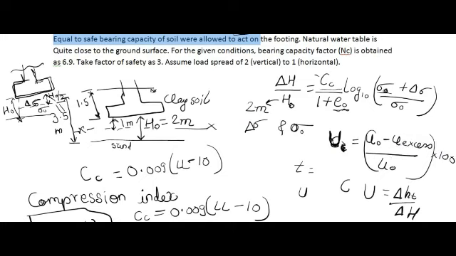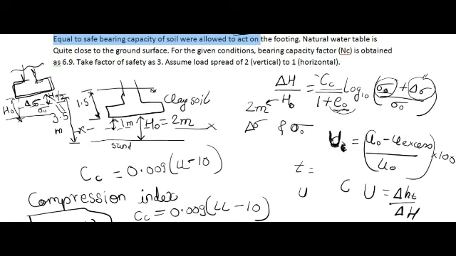Now we have to find the initial overburden pressure, the change in stress due to the presence of footing, and then the initial void ratio. All these three things we have to calculate. So how will we find out all these things?